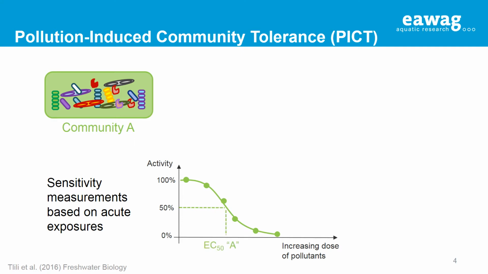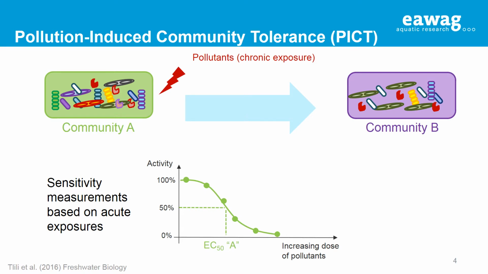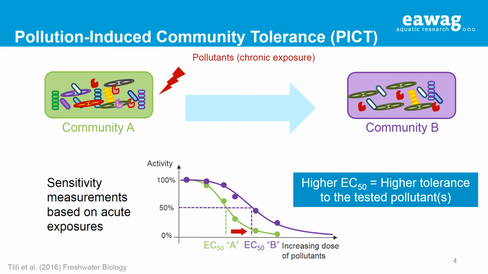If we do exactly the same, but now with a community which was chronically exposed to higher concentrations of pollutants in the environment, we can also obtain an EC50 value, but in that case, the EC50 value will be higher than the first one. Indeed, the second community is less sensitive than the first one, and we need more pollutants to induce the same effect. The higher the EC50 is, the higher is the tolerance of the community to the tested pollutants.